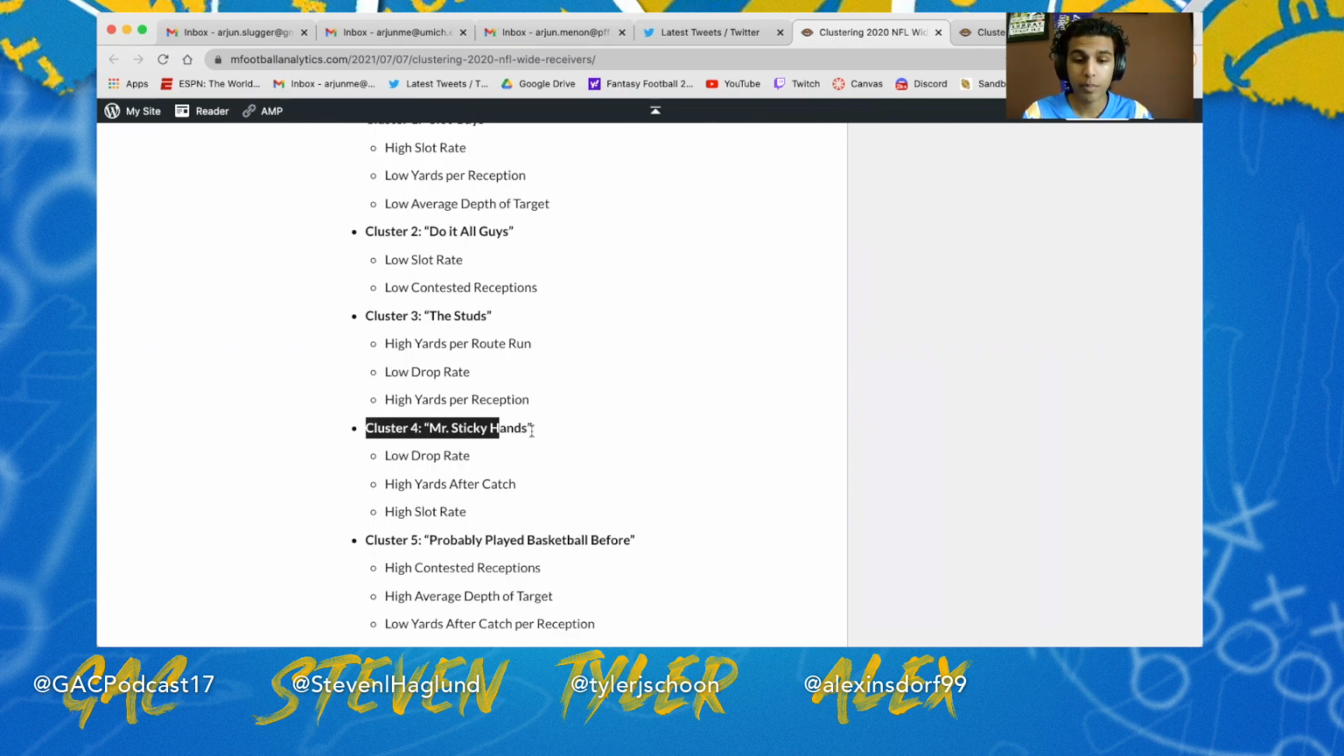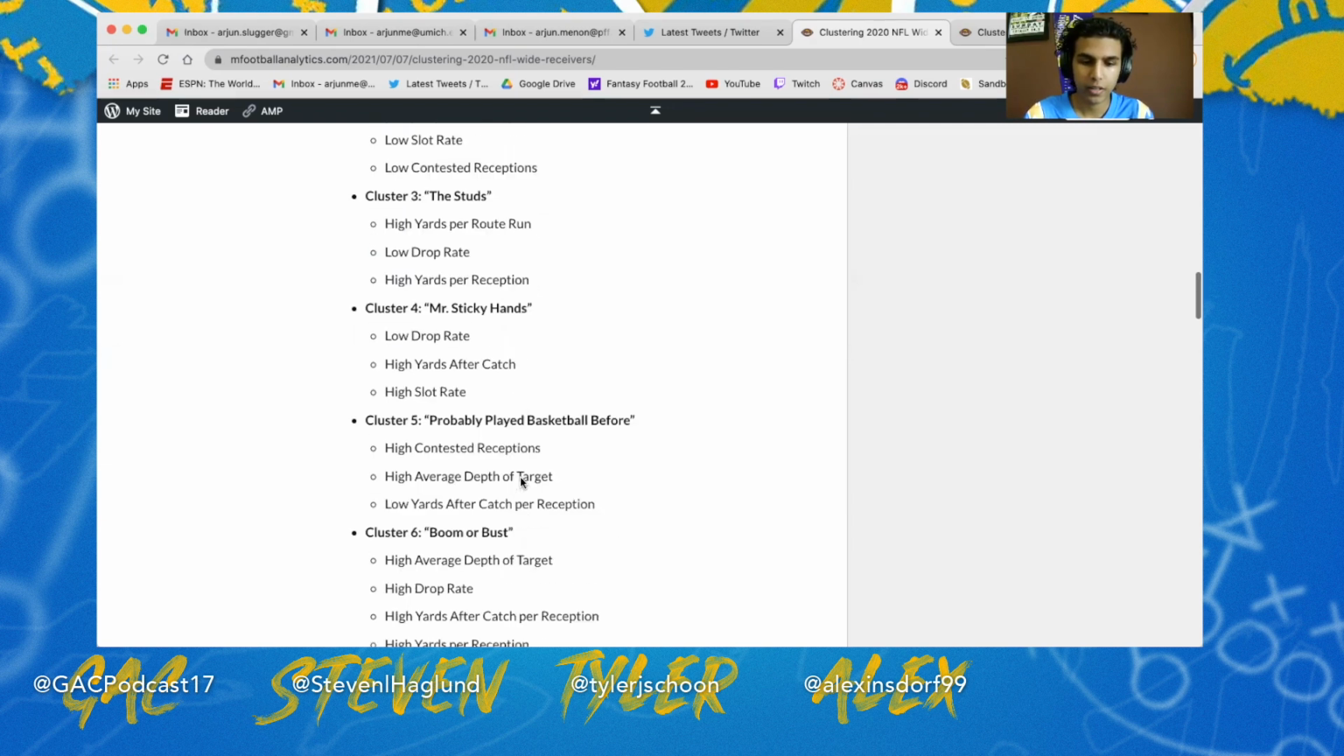Cluster four, I called them Mr. Sticky Hands. These guys had a low drop rate, hence the name Mr. Sticky Hands. They had a high yards after catch and a high slot rate. So we're going to be going over the players in these clusters, especially just for the Chargers, but you can tell where this is going.